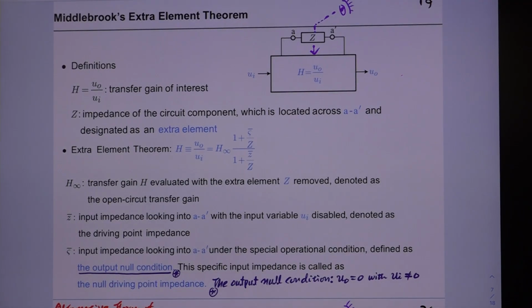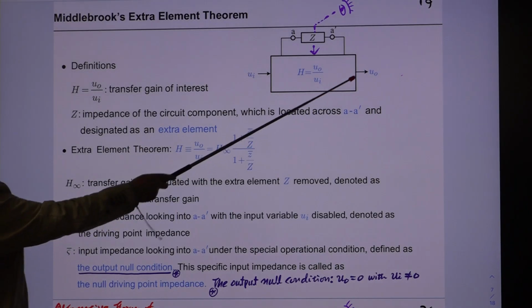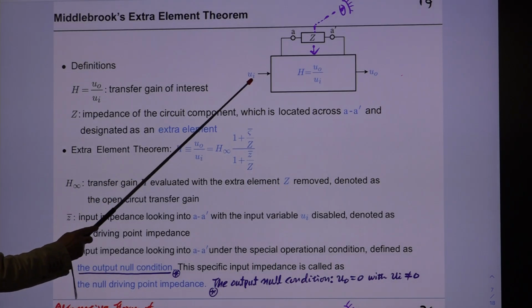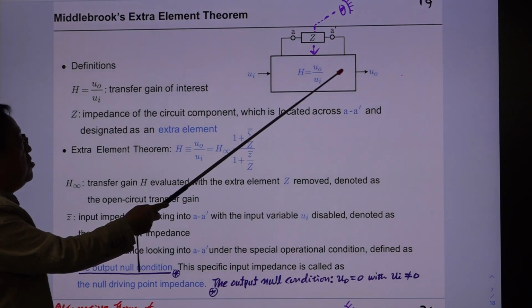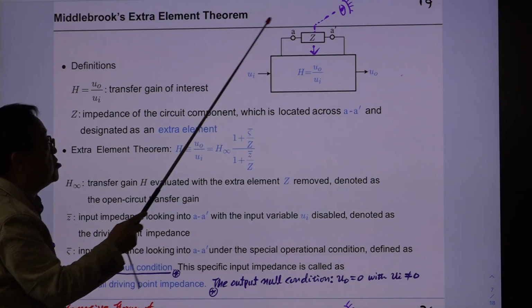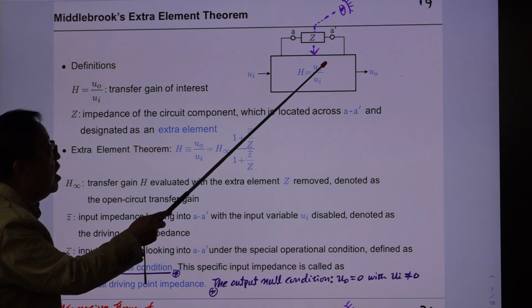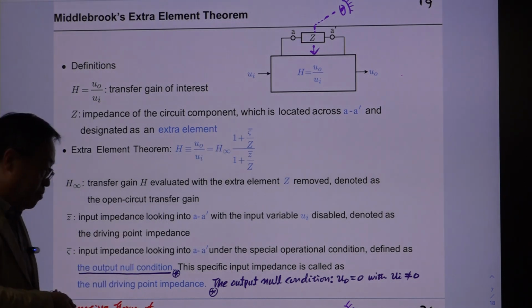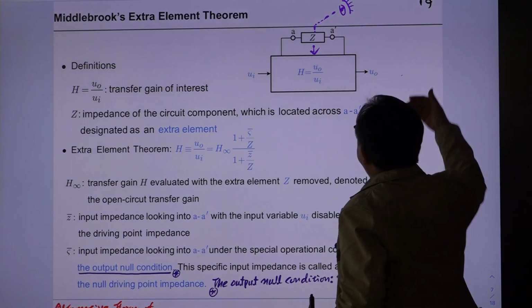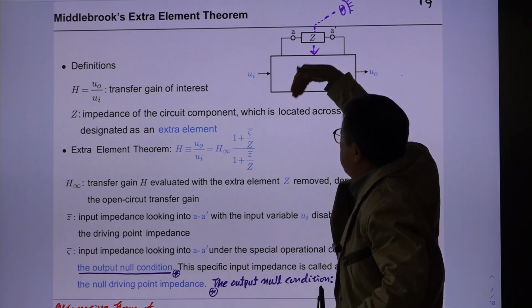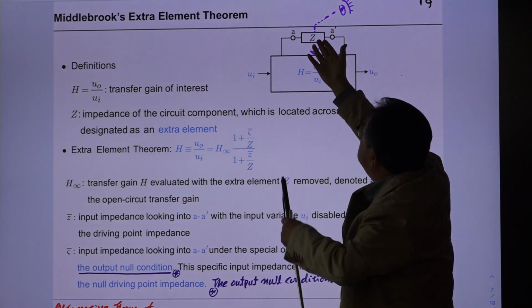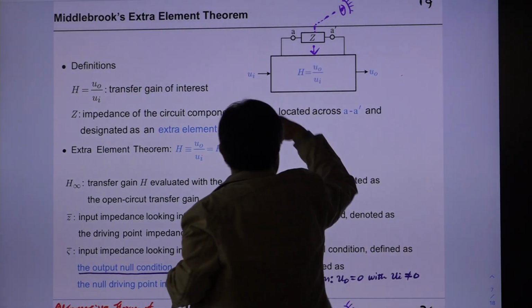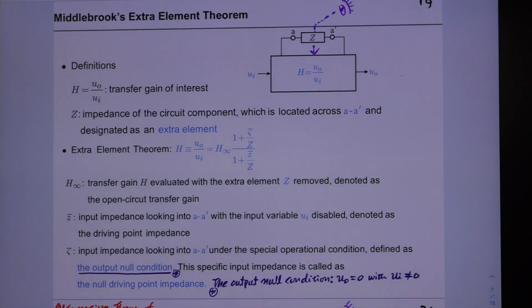So this is the simplest form. All right, think about this. This is a linear network. This is the input and this is the output. Maybe you are interested in the transfer function from input to output. And this is the system, and there is something here. Initially this G was inside of this box, but I took it out, so I extended this G to here. This is the same representation, simply modified to explain the meaning and implication of the extra element theorem.